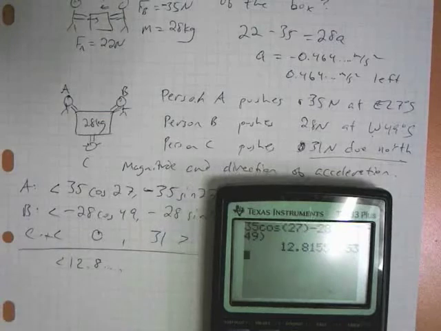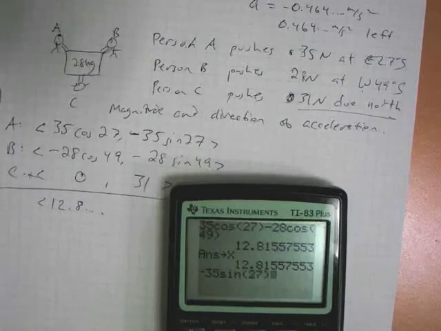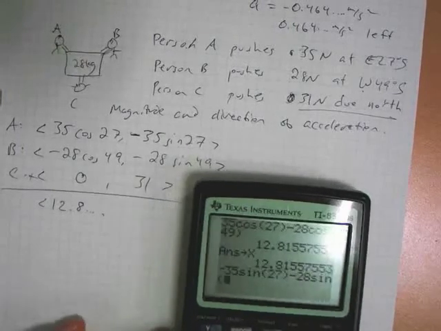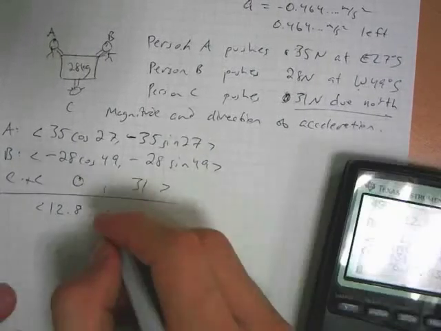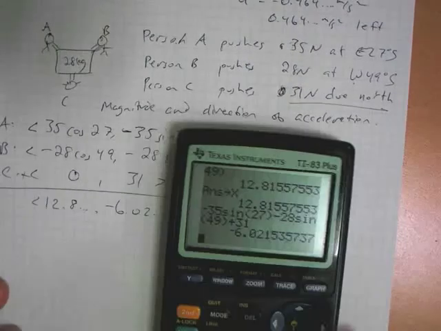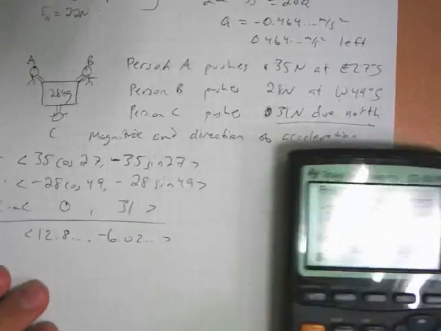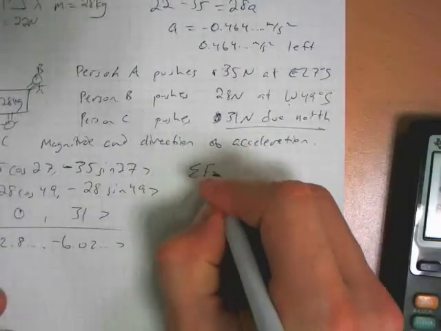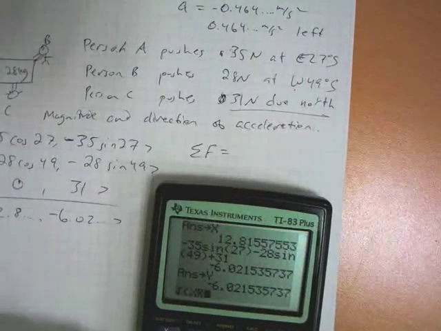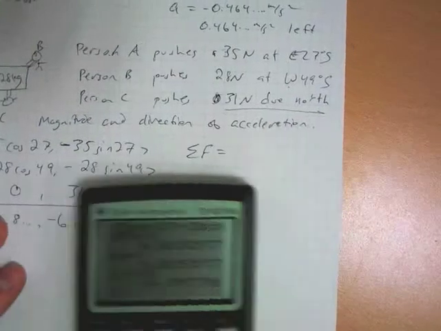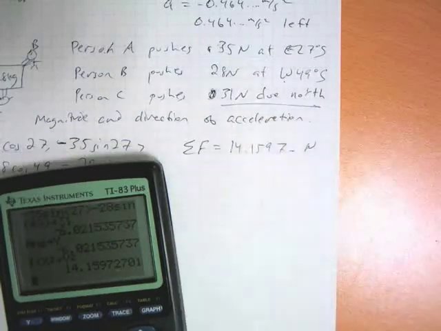And I will store that as x. And then our y component is minus 35 sine 27 minus 28 sine 49 plus 31, which is minus 6.02 and so forth, and I will store that as y. So then my net force is the square root of x squared plus y squared, which is 14.1597 newtons. I will store that as F.